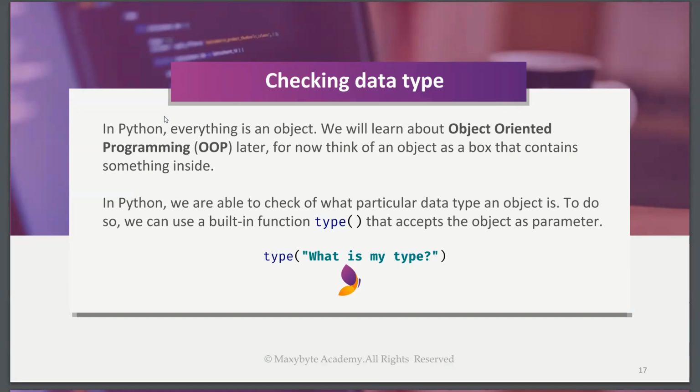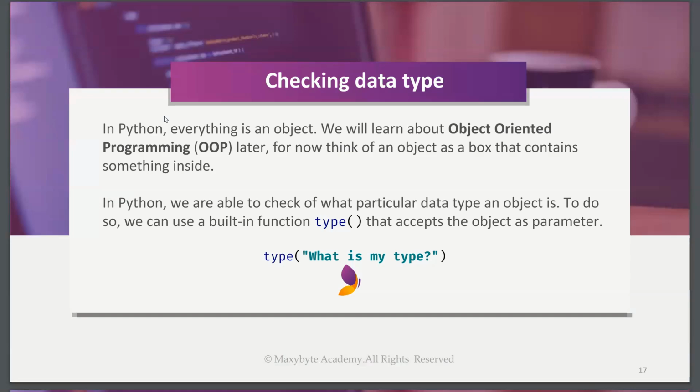Maybe you can think of an object as your jewelry box, where you put your jewelries and so on and so forth. In Python, we are able to check of what particular data type an object is. If that doesn't make sense, let me relax a little bit and read it for you again. In Python, we are able to check of what particular data type an object is. And that is what we just did.